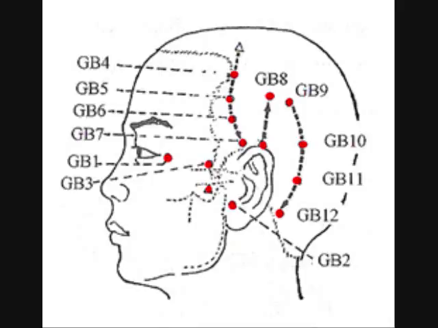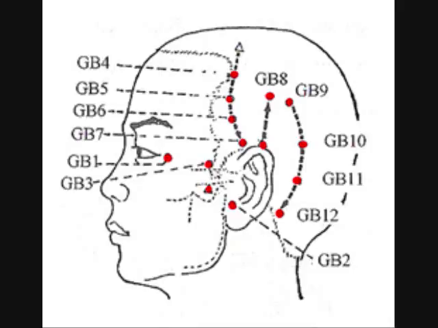GB5, within the hairline of the temporal region, midway of the borderline connecting stomach 8 and GB7. GB6, within the hairline of the temporal region at the junction of the lower 1/4 and upper 3/4 of the distance between stomach 8 and GB7.